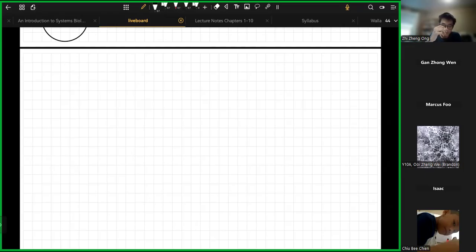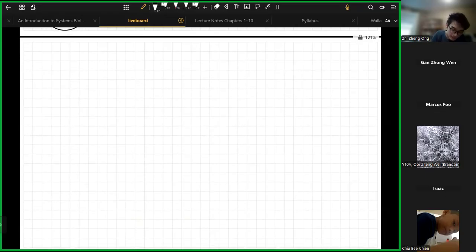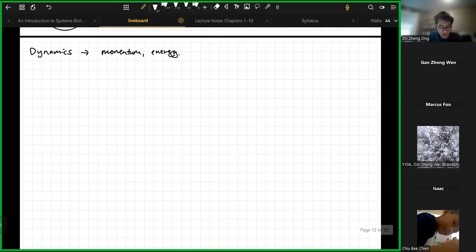So, right. So today we'll be talking about dynamics. Dynamics. And specifically momentum and energy. Right. So to summarize, the whole of dynamics starts with momentum. Like the whole idea of how things move comes from momentum.